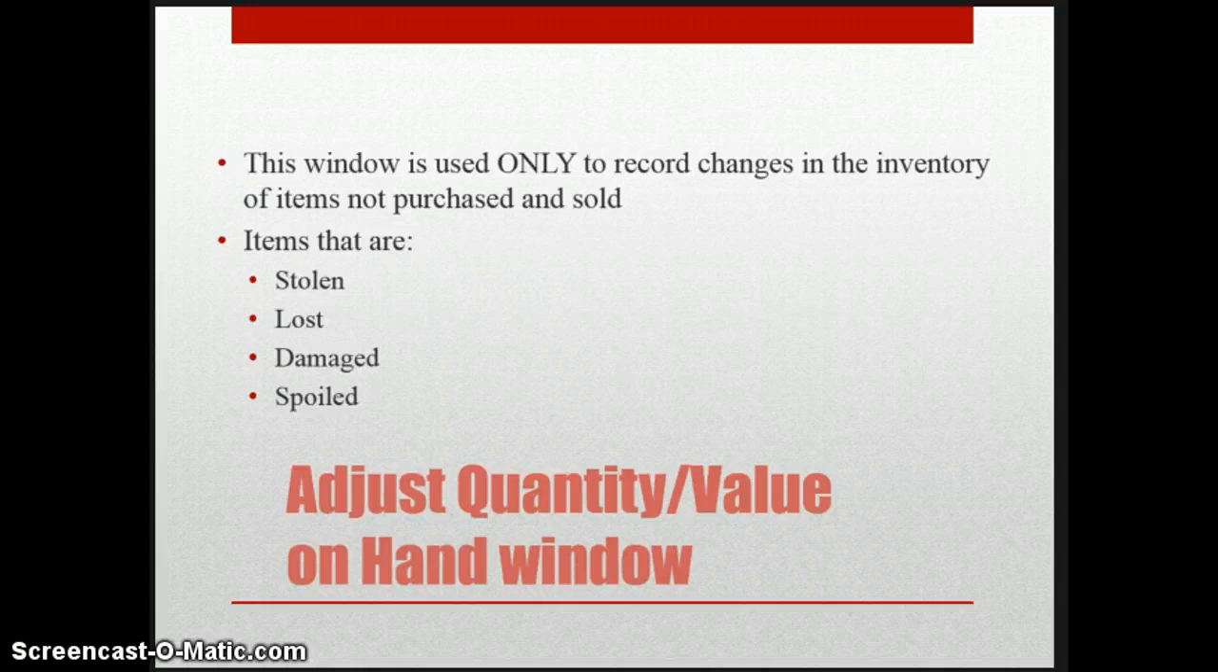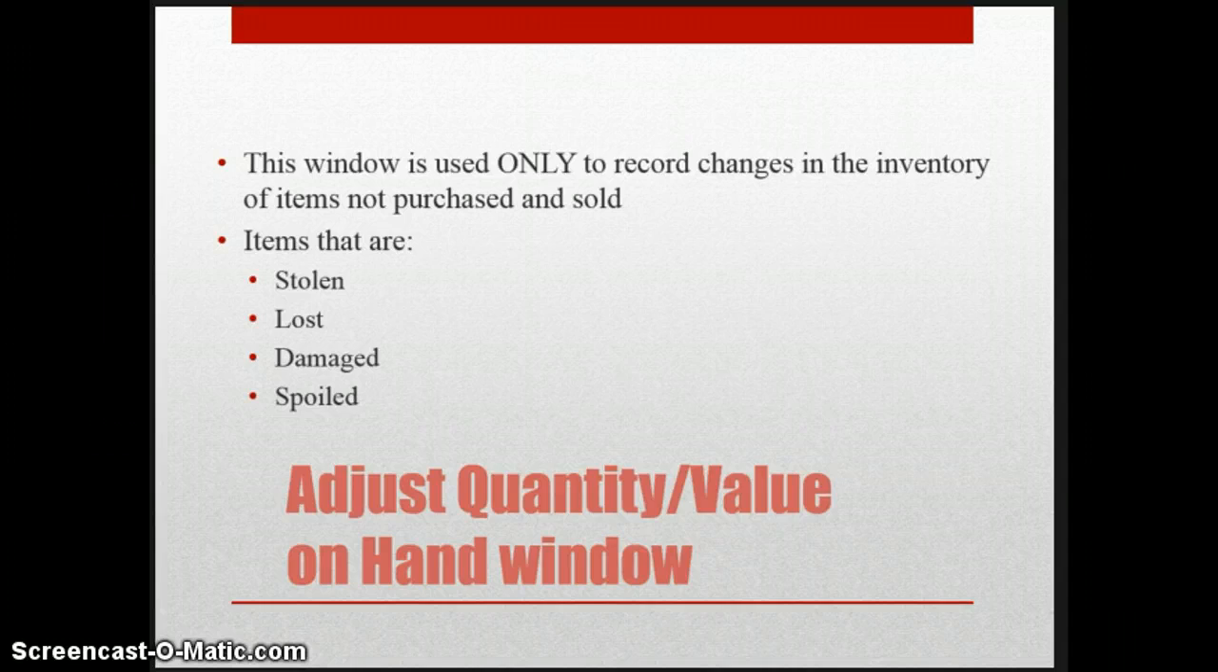In addition to just your inventory items, you have what we call the Adjust Quantity Value on Hand window. It's a window that you use for adjustments. Say, for example, that an item is stolen, or lost, or damaged, or spoiled. You can adjust it in this Value on Hand window. It's called the Adjust Quantity Value on Hand window.